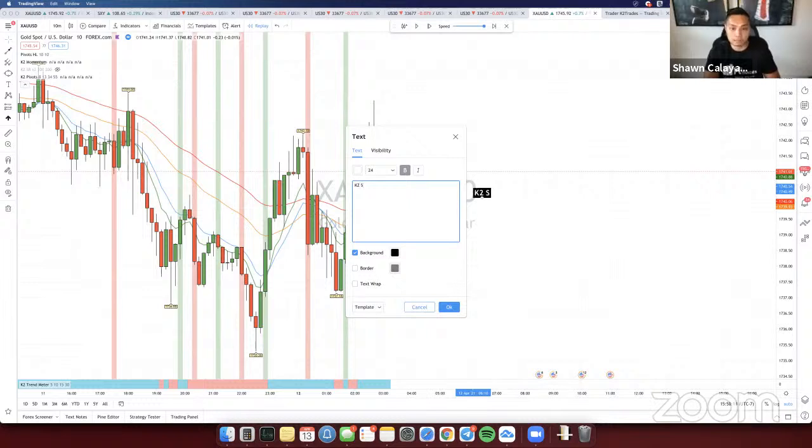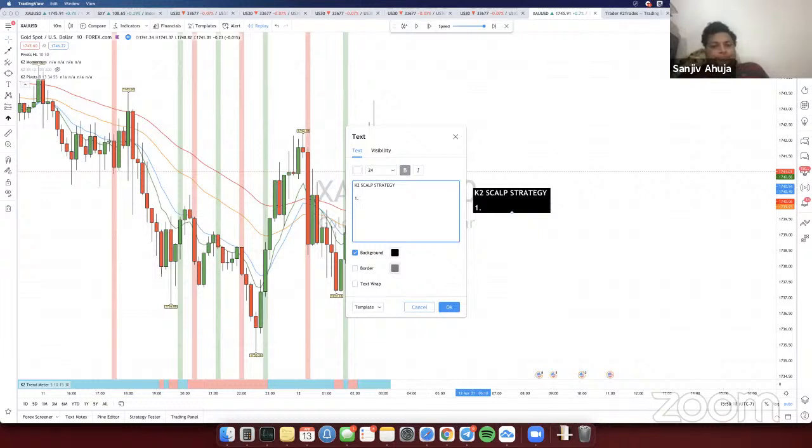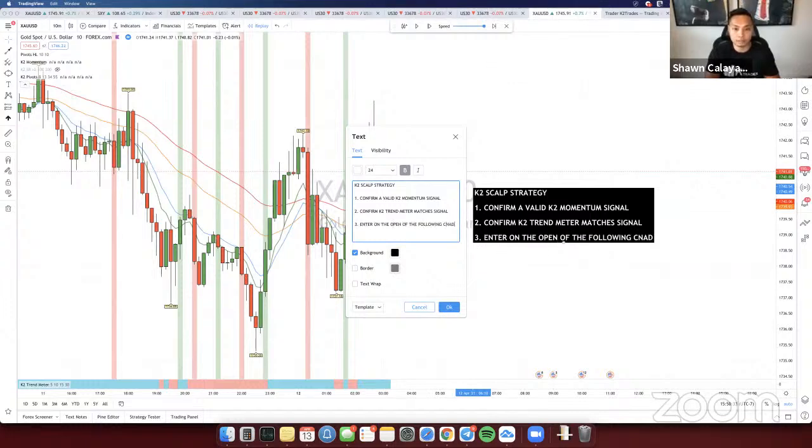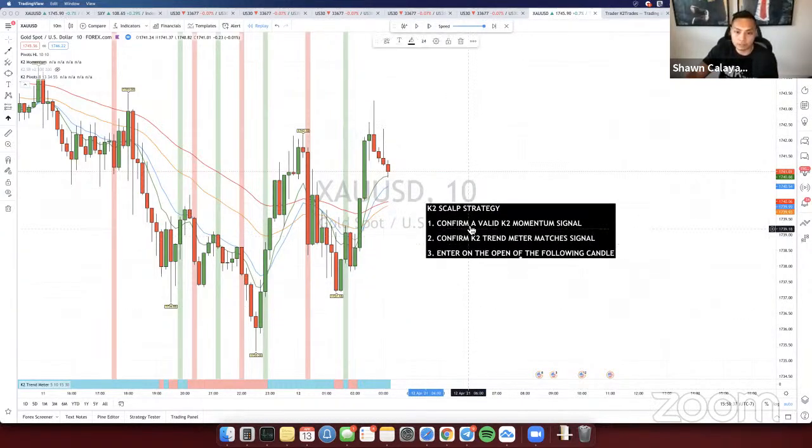This is just going to be the K2 scalp strategy. For this one, you just confirm a valid K2 momentum signal, confirm the K2 trend meter matches the signal, and then lastly, enter on the open of the following candle. That's pretty much it. Same thing as we did earlier for the intraday. It's just on the shorter time frame.